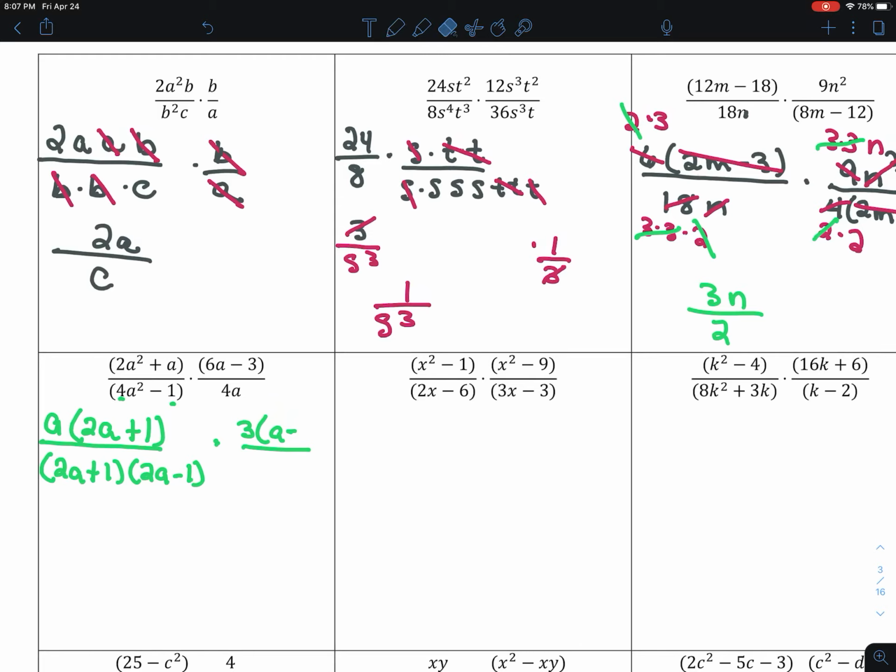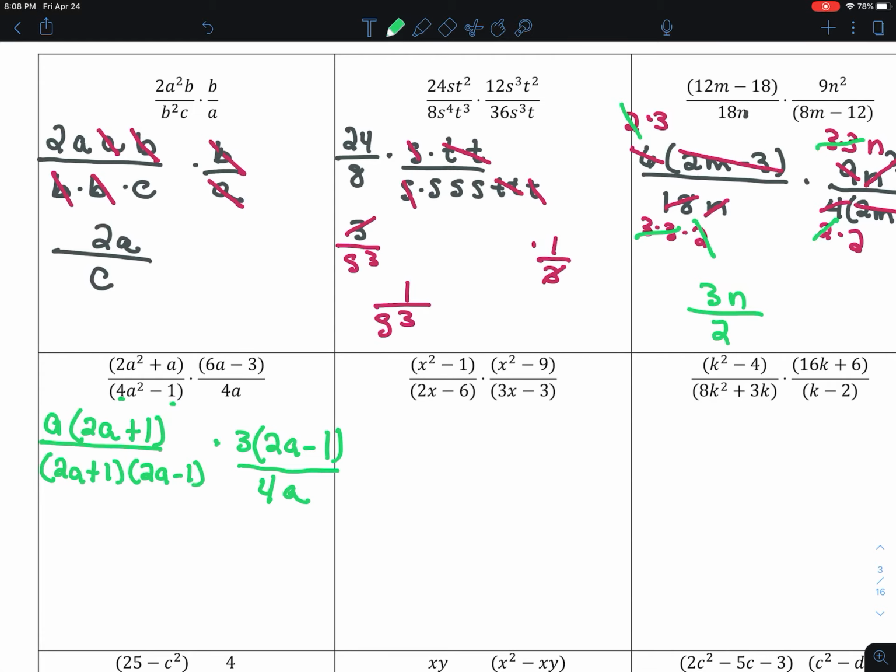Sorry, I did that wrong. That should be 3 times 2A minus 1. And this is 4A. So let's see what we can factor out here.